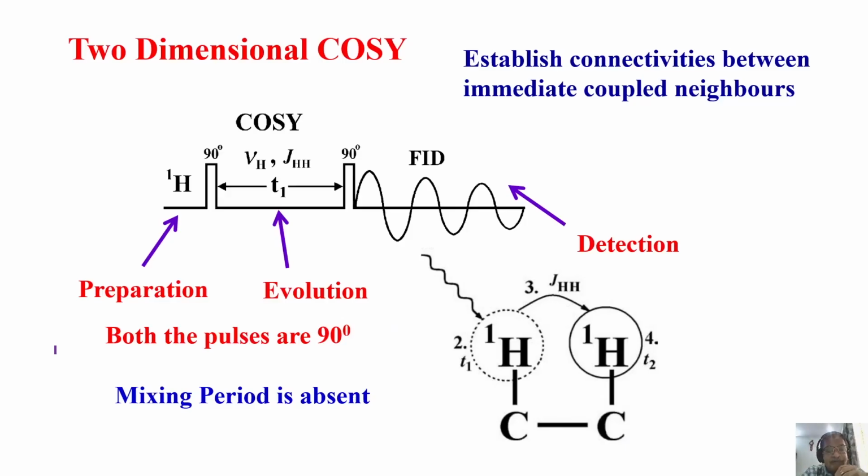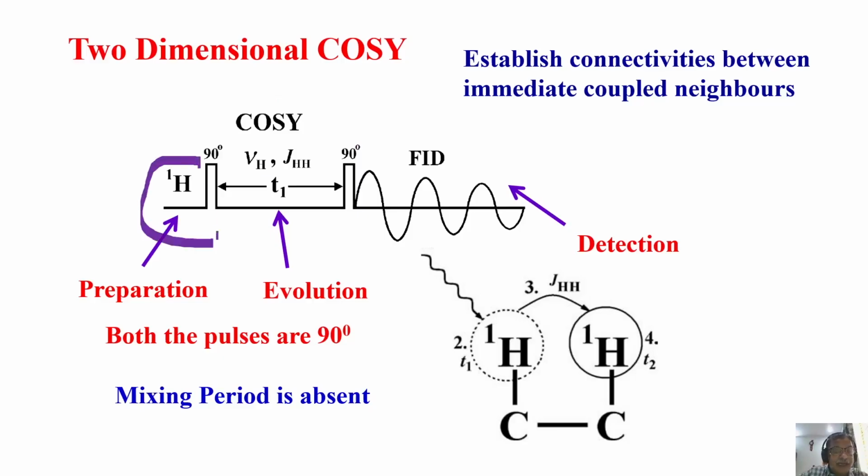This is where we start. This is the simplest of the possible 2D experiments. A number of 2D experiments are there, but this is simplest to understand and simplest to interpret the spectrum. You don't need to break your head at all. This has 4 time periods, as I mentioned, for any routine or general 2D experiment.